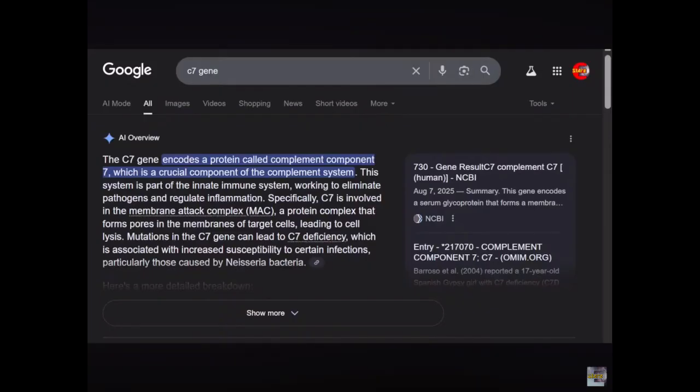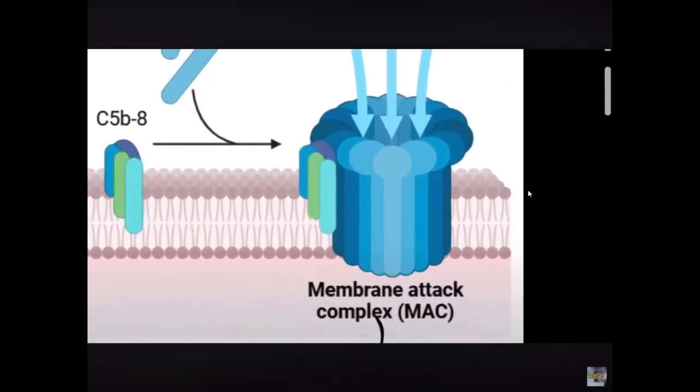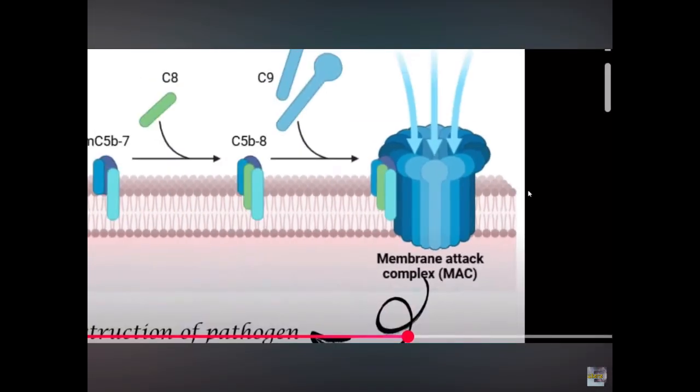The C7 is part of other proteins called the membrane attack complex. They call it MAC for short, MAC, membrane attack complex. And the membrane attack complex, here it is right here, looks like a lotus flower. I wish I was making all this up, you guys.